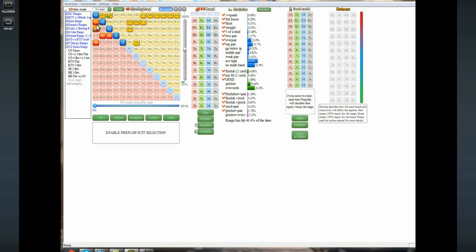Likewise, on the offsuit side of the Flopzilla, we're 3-betting ace-king off for value. We're 3-betting ace-queen off sometimes for value. We're calling with king-queen and ace-jack off, and then we're 3-bet bluffing, again, the term doesn't work perfectly, with king-jack off, queen-jack off, and ace-10 off.